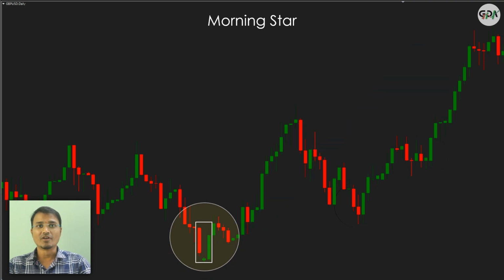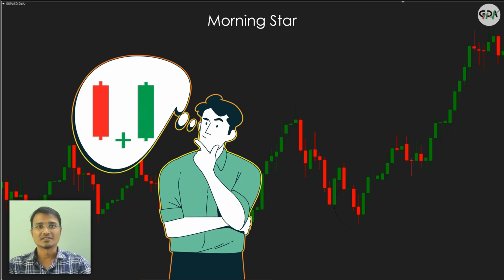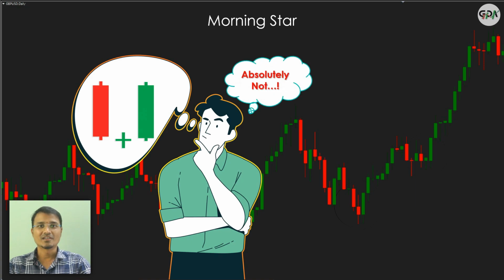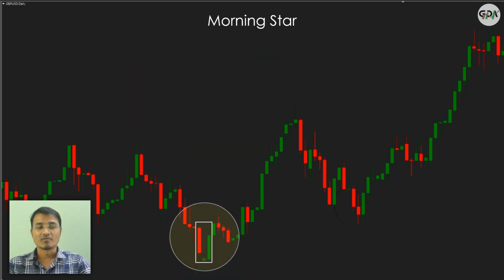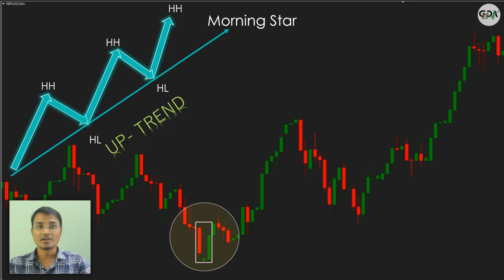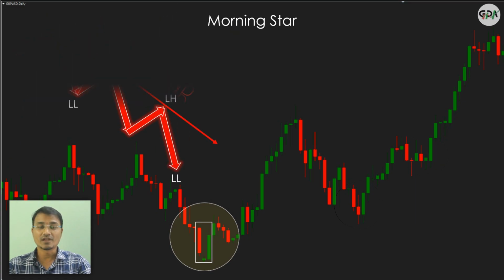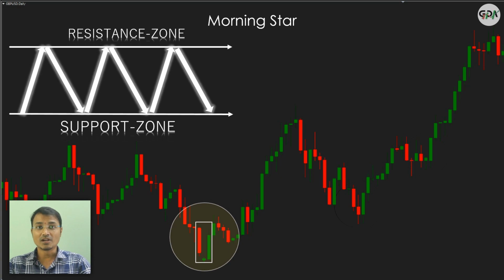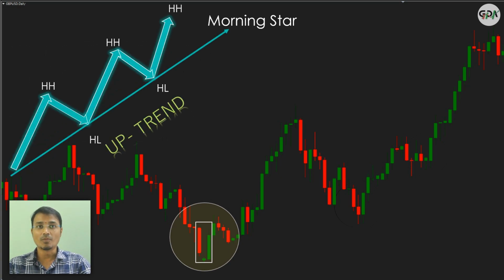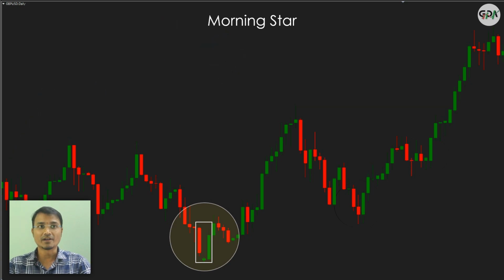Friends, you all may have a doubt. We will find so many Morning Star patterns happening in the live chart. Can we consider all Morning Star patterns for a trade? No, absolutely not. Why? Don't take a trade only by seeing a Morning Star pattern or bullish engulfing pattern in a live chart. We should know the main direction, whether the chart is moving in an uptrend, going in a downtrend, or moving sideways. The Morning Star pattern is to be considered only when the chart is in an uptrend. We should ignore this pattern when the chart is in a downtrend or in consolidation.